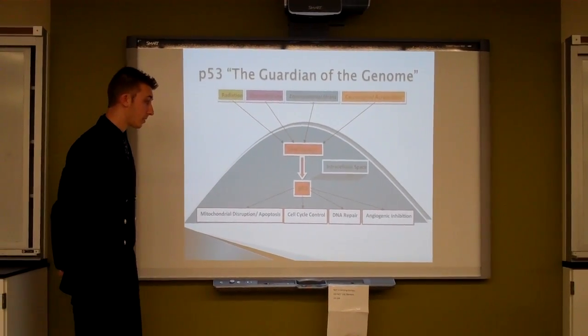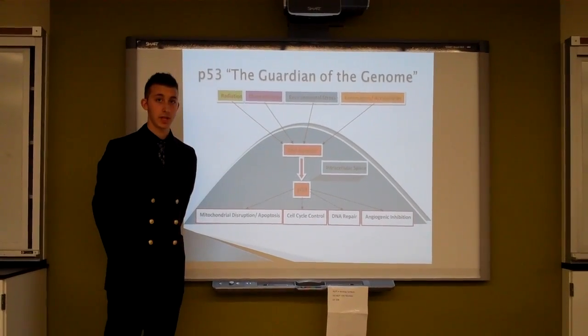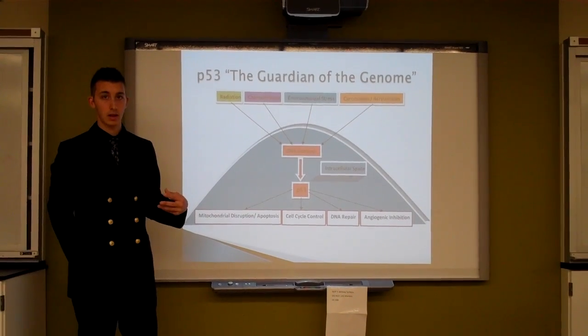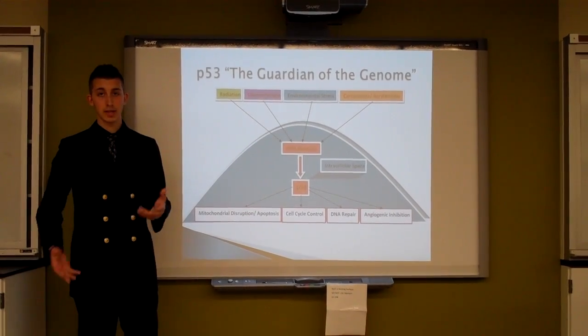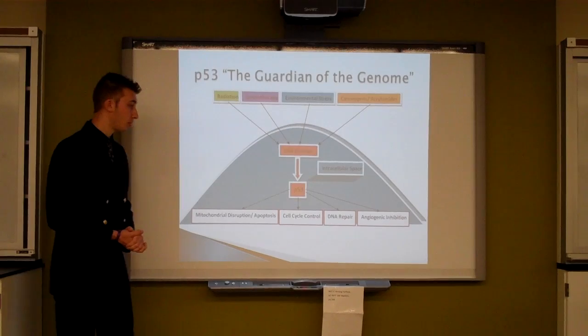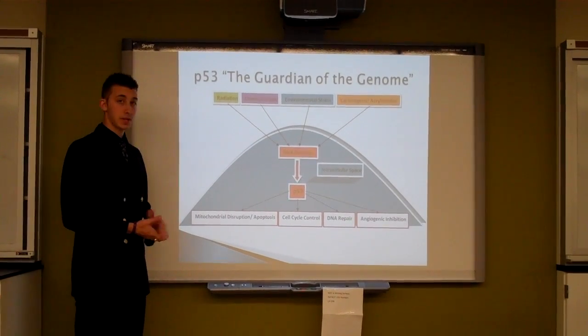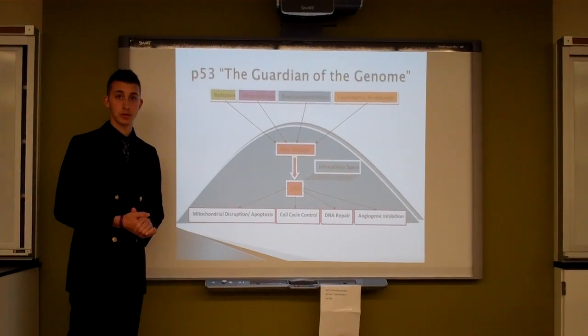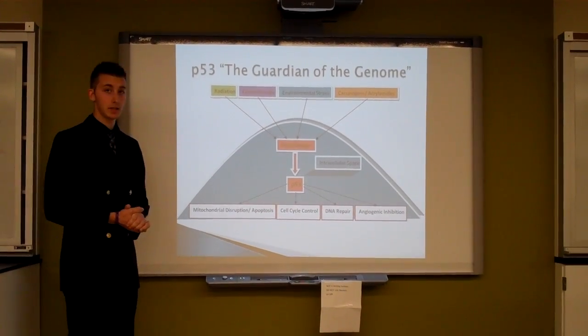So P53, as I mentioned, inhibits angiogenesis. Angiogenesis is a method employed by tumors where they direct blood vessel growth towards the tumor, essentially supplying it with nutrients for continued growth. And P53, being mutated, obviously isn't going to effectively deal with tumors and inhibiting angiogenesis.